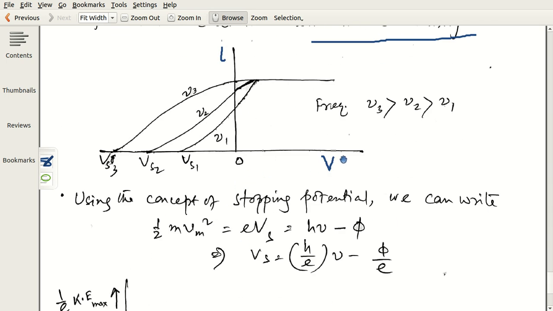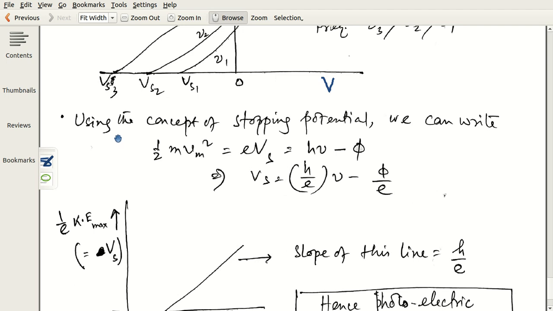And now you reduce the potential, and after O you go to the reverse bias. That means you change the polarity, you reverse the battery. The positive end is now connected to the C plate. Now you go on increasing. For frequency 1, Vs1 is the stopping potential, because frequency 1 is the minimum one, and stopping potential will also be minimum. And if you increase the frequency, the stopping potential will also become more negative.